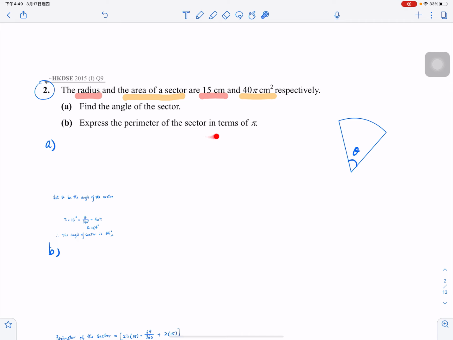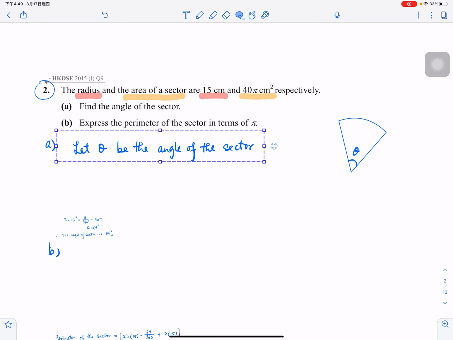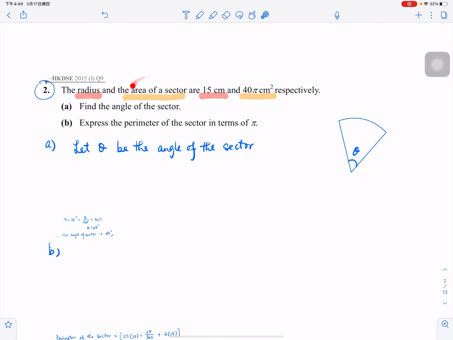Express the perimeter of a sector in terms of pi. That means you need to find the perimeter. Do you remember just now we talked about the arc length, area of sector, or perimeter of a sector? First, I let theta be the angle of a sector. Then can you set up the equation related to the area of sector with the radius and the angle of the sector?